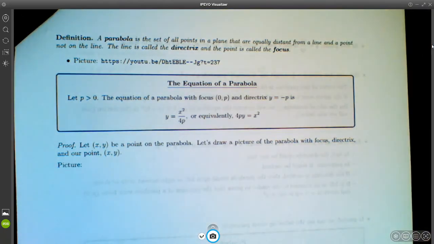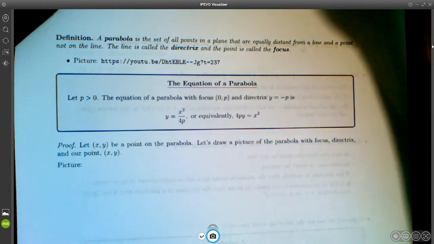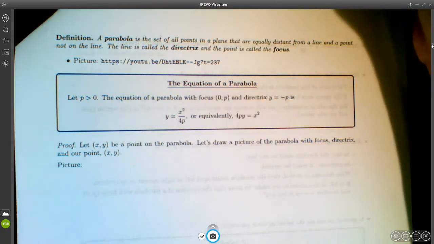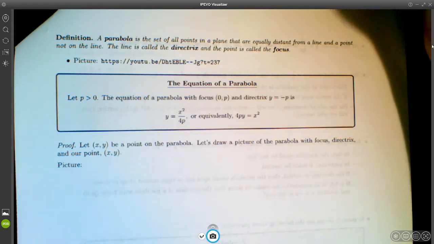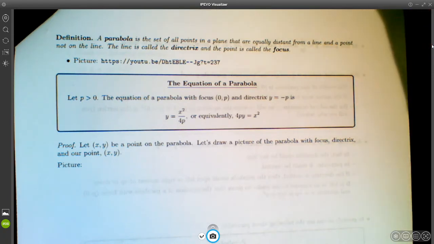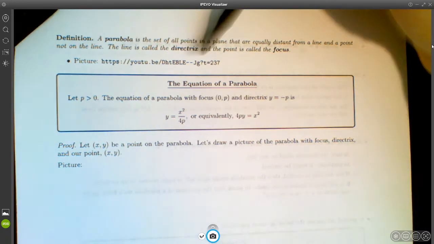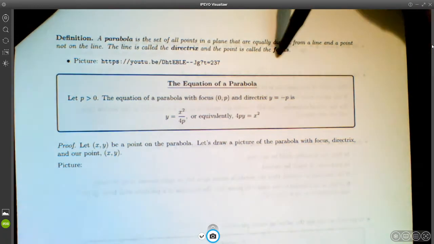So you take any line you like, and then any point that's not on that line, and if you plot all of the points that are equally distant from the line and the point, the shape you're going to get is a parabola. The line is called the directrix, and the point is called the focus.